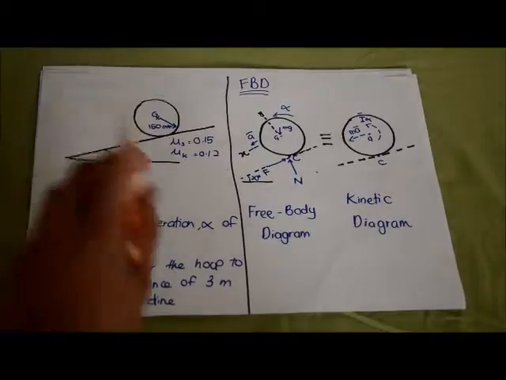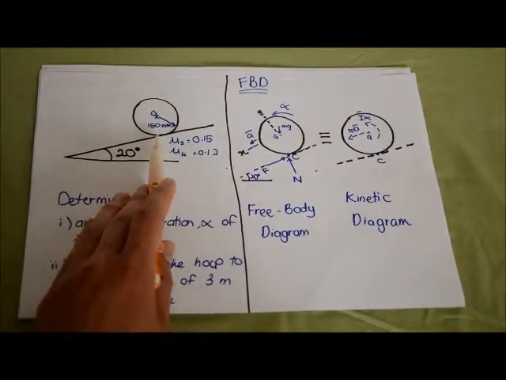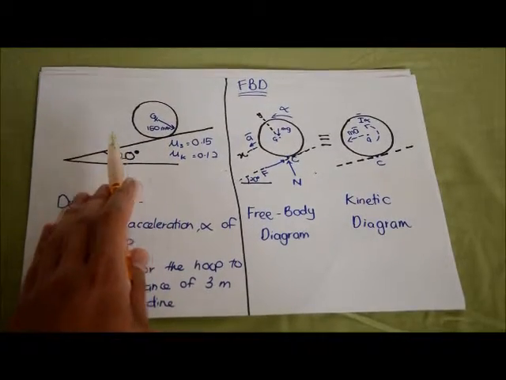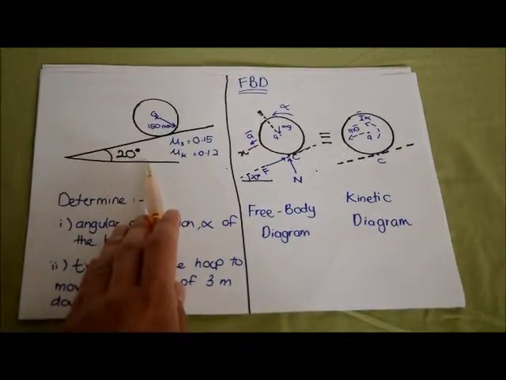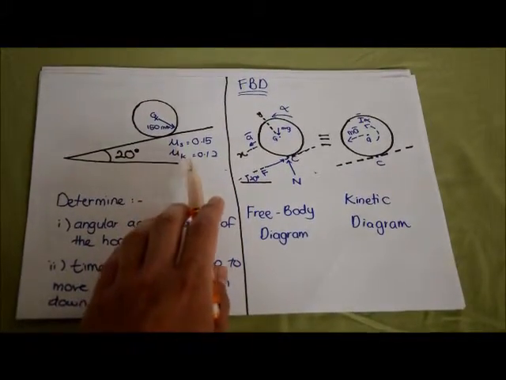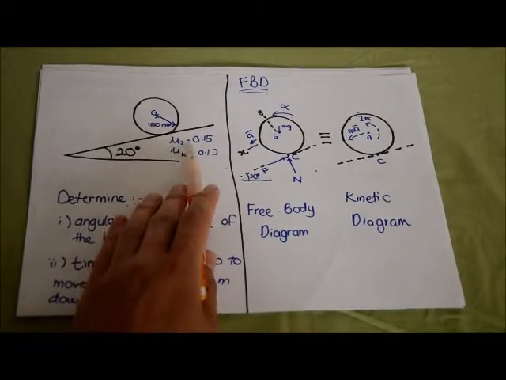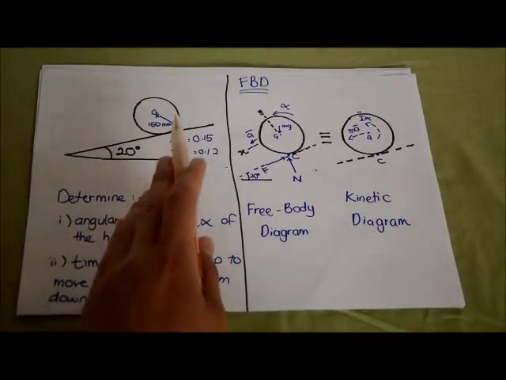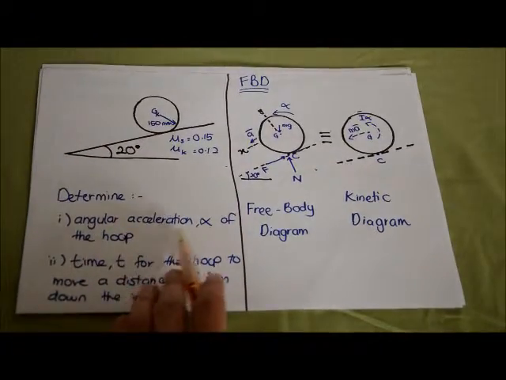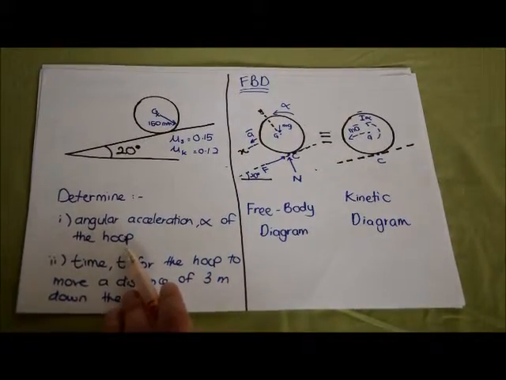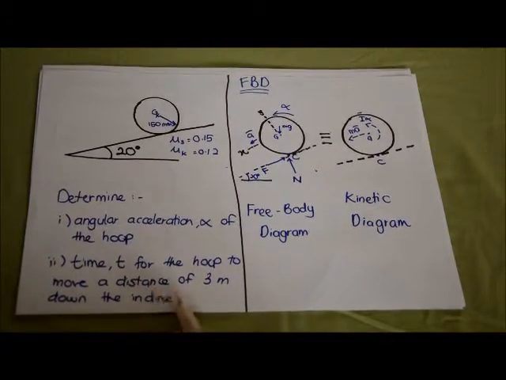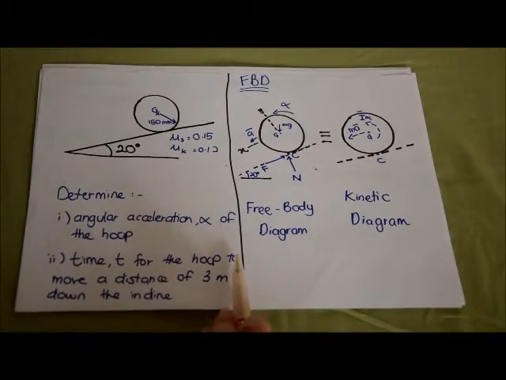In this question, a metal hoop with radius of 150 mm is released from rest on a 20 degree inclined plane. If the coefficients of static friction and kinetic friction are given by μs equals 0.15 and μk equals 0.12, determine the angular acceleration alpha of the hoop and the time t for the hoop to move a distance of 3 meters down the incline.